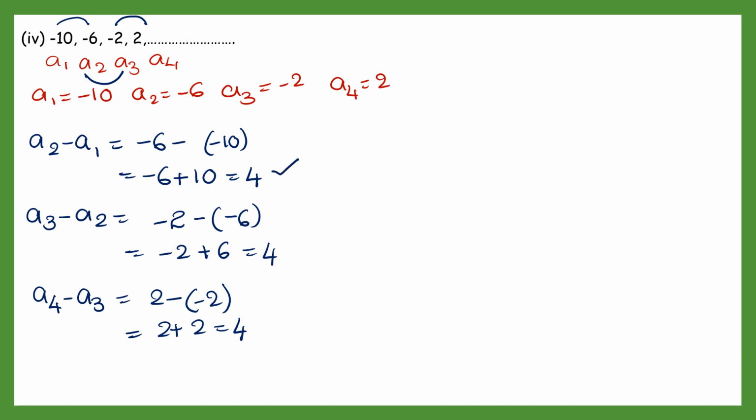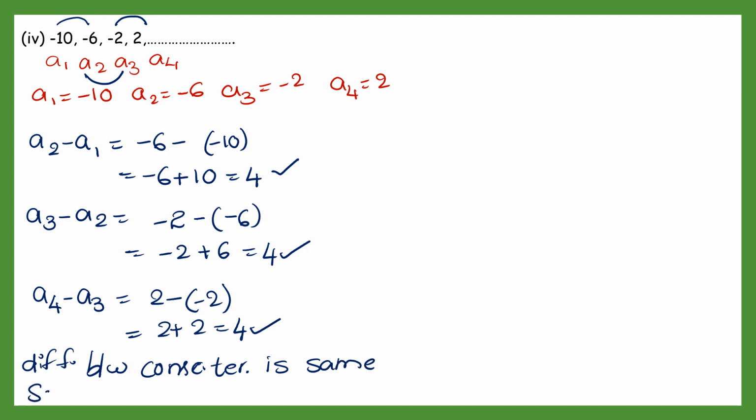If you observe, the difference between consecutive terms is always 4. The difference between consecutive terms is the same. So the list is in arithmetic progression. So we got common difference D as what? 4. Now we can find the next 3 terms.